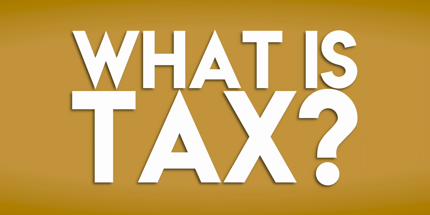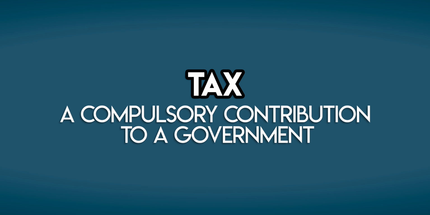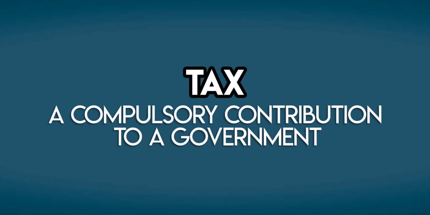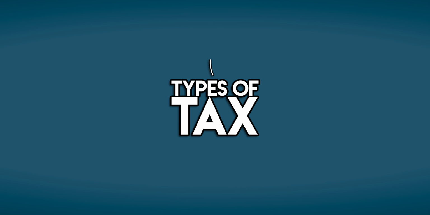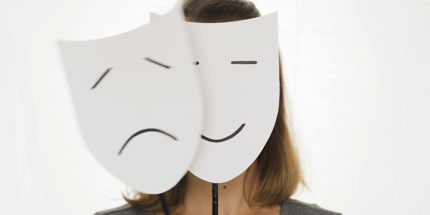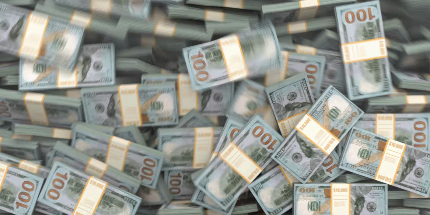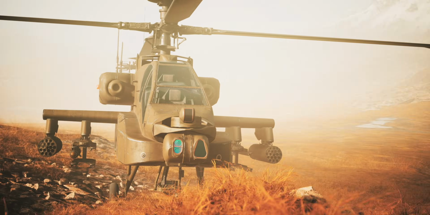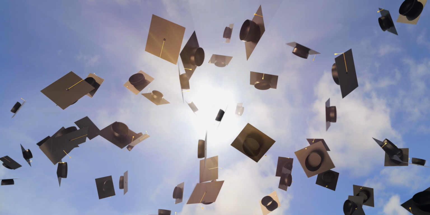What is tax? A tax is a compulsory contribution to a government. We all pay tax on pretty much everything: the stuff we earn, the stuff we buy, and the stuff we own. Like it or not, taxes are how governments raise revenue. They spend the money on services that benefit the community. Things like welfare, health, defence, education, infrastructure, etc.